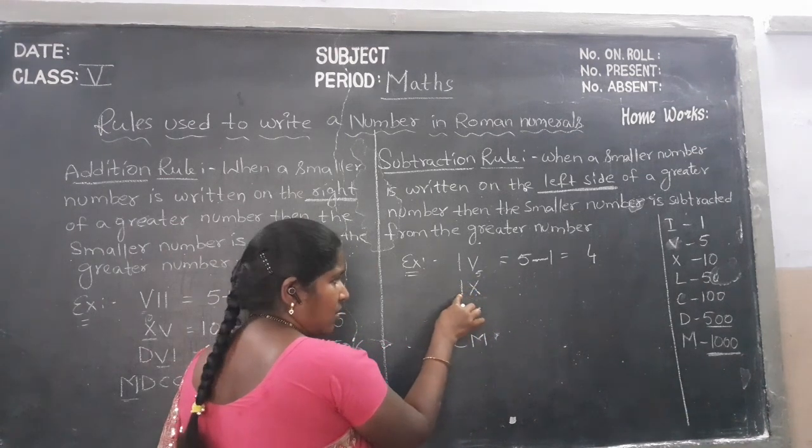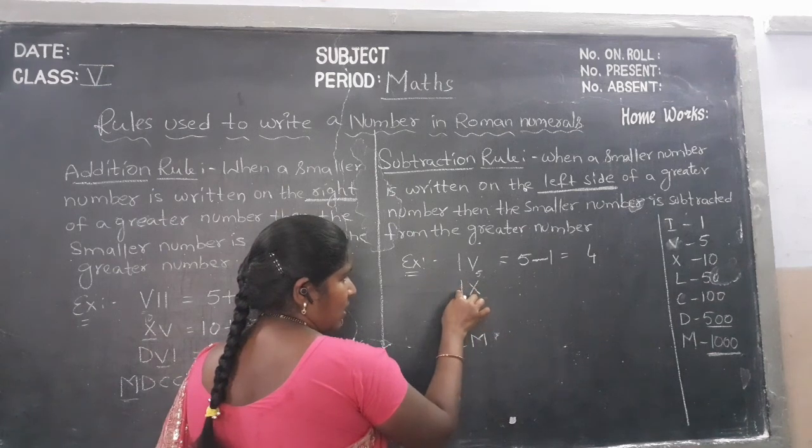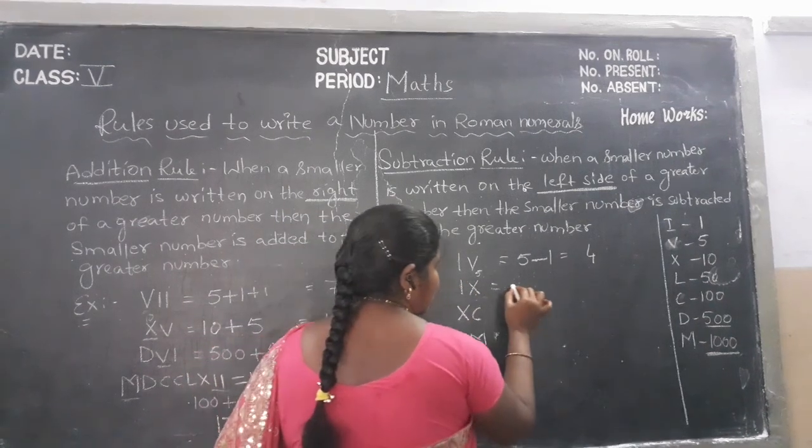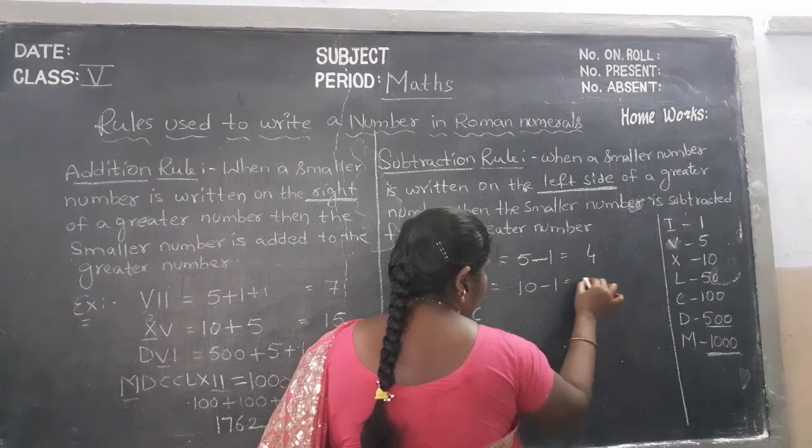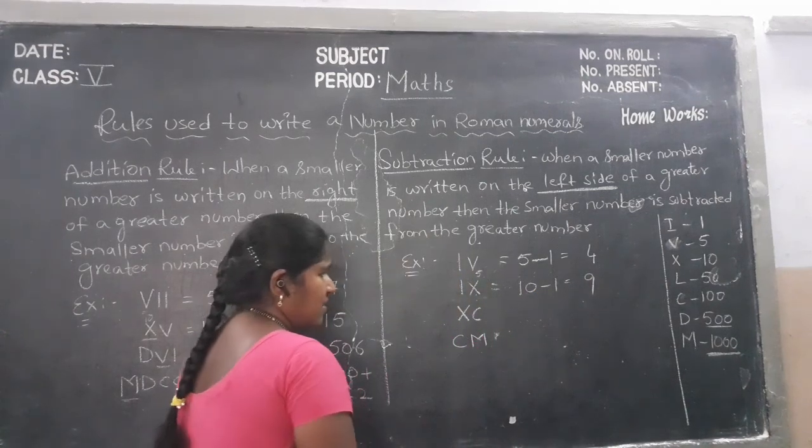That one is 1, so X minus 1. We want to subtract here. That means 10 minus 1, that is equal to 9. Okay children.